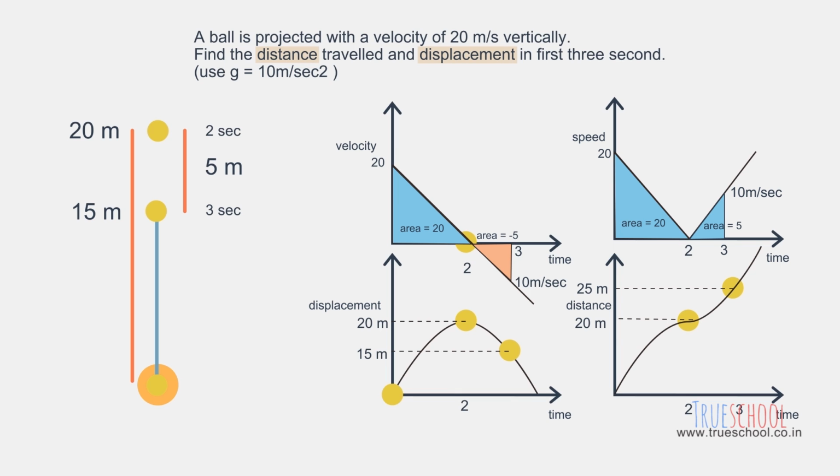Last point to be noted in this question is, in the first part of the journey, as we already know, displacement is same as distance. But for the second part, that is between 2 and 3 seconds, the magnitude of distance and displacement are same, just one of them is negative. Hence, distance is 20 plus 5, whereas displacement is 20 minus 5.